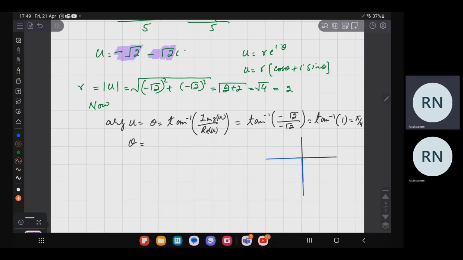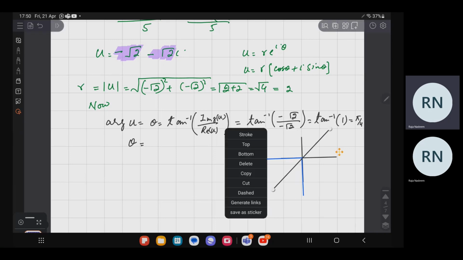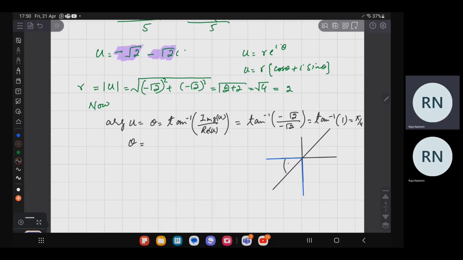According to the calculator, our answer was pi by 4. So when we extend this line to the other side, we'll be able to find the basic angle, which would lie in the third quadrant. It is pi by 4.